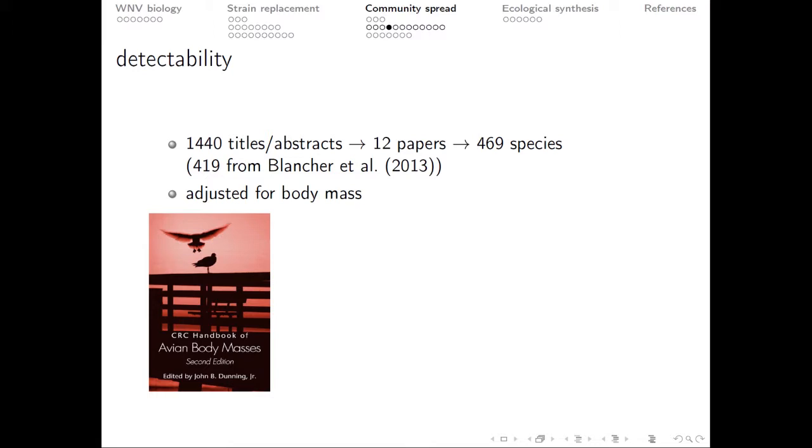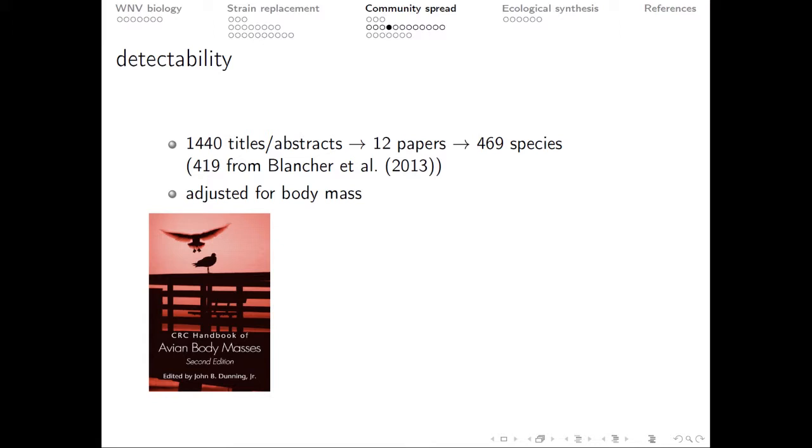Detectability. Go back to the library or go back to Web of Science and PubMed and find 1,500 titles and abstracts that look like they might have something to do with information about bird detectability. Of those 1,500, about 12 actually have useful information about bird detectability, which gives us information on about 500 species, 400 of which are from one of those papers, thank God. And that was itself a big synthesis of data.